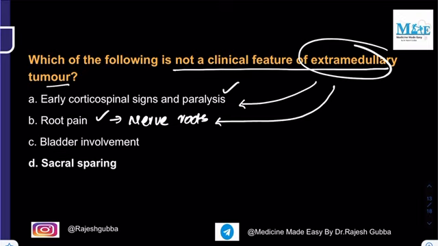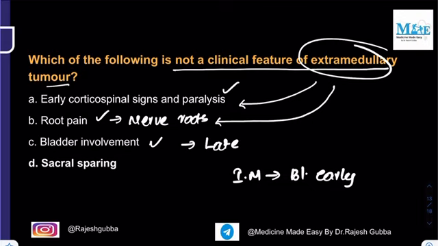And what about the bladder involvement? In extramedullary tumors, bladder involvement will be there, but it will be late. Whereas in intramedullary tumors, the bladder involvement will be early. This is the difference between extramedullary and intramedullary bladder involvement. But bladder involvement will definitely be there. But what about sacral sparing? Remember, sacral sparing will never be there in extramedullary involvement. In fact, there will be early sacral involvement in extramedullary tumors. So this is about the features of extramedullary tumors.